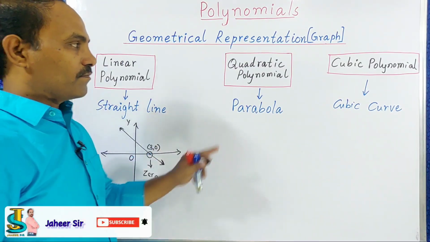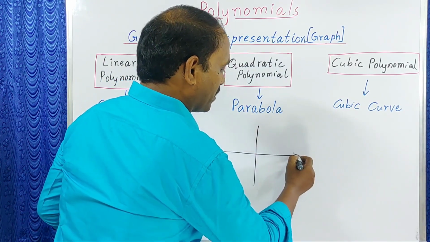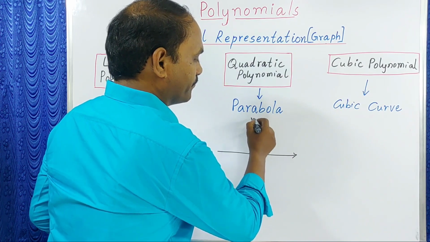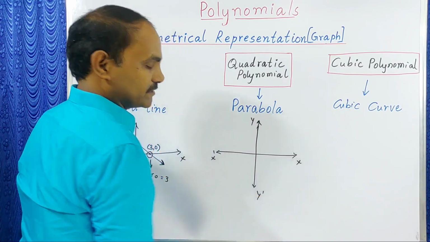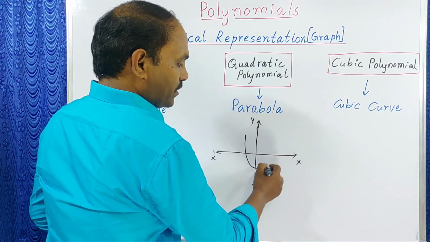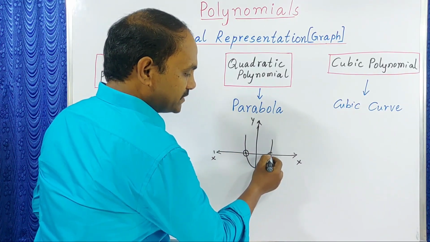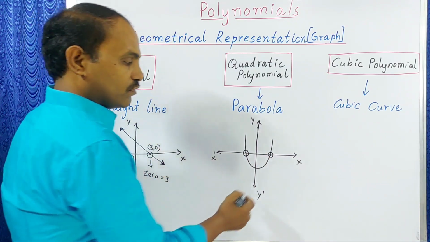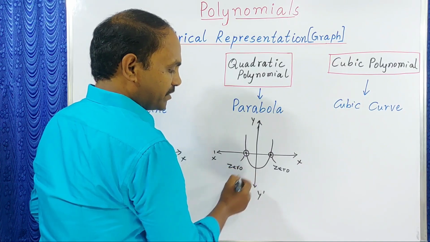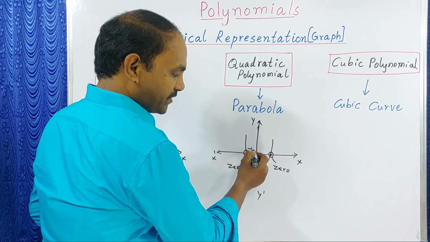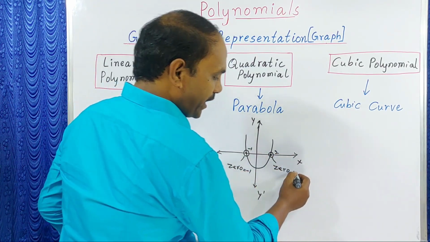Next, quadratic polynomial represents a parabola. Now, parabola, y axis, x axis, here x dash, here y dash. Parabola like this. If the parabola touches the x axis in two places, these two places are called zeros. This one is also a zero of the polynomial, here also a zero of the polynomial. For example, here point -1, here point 2, then the zeros of the polynomial are -1 and 2.